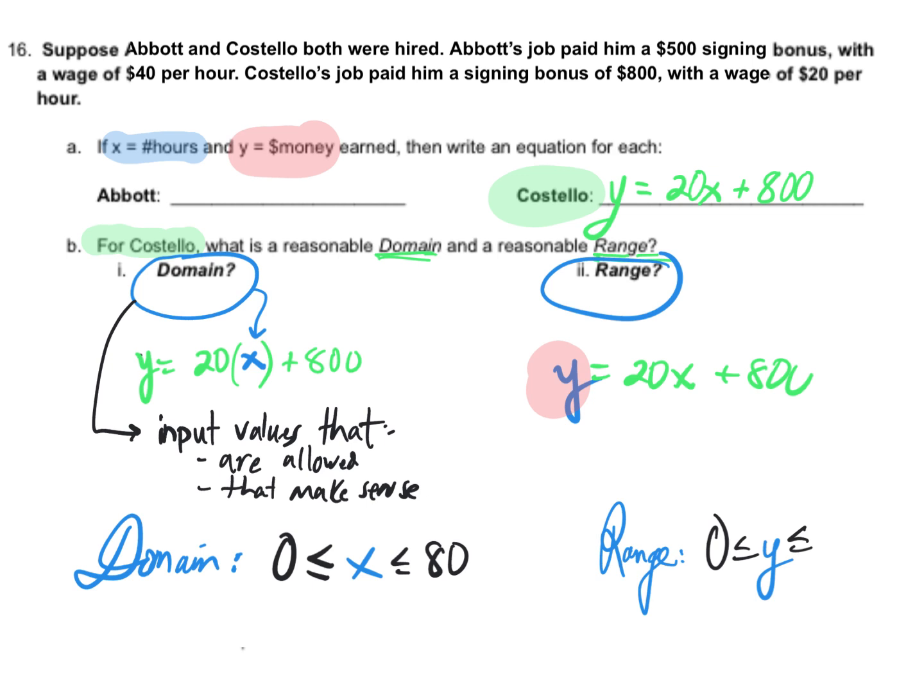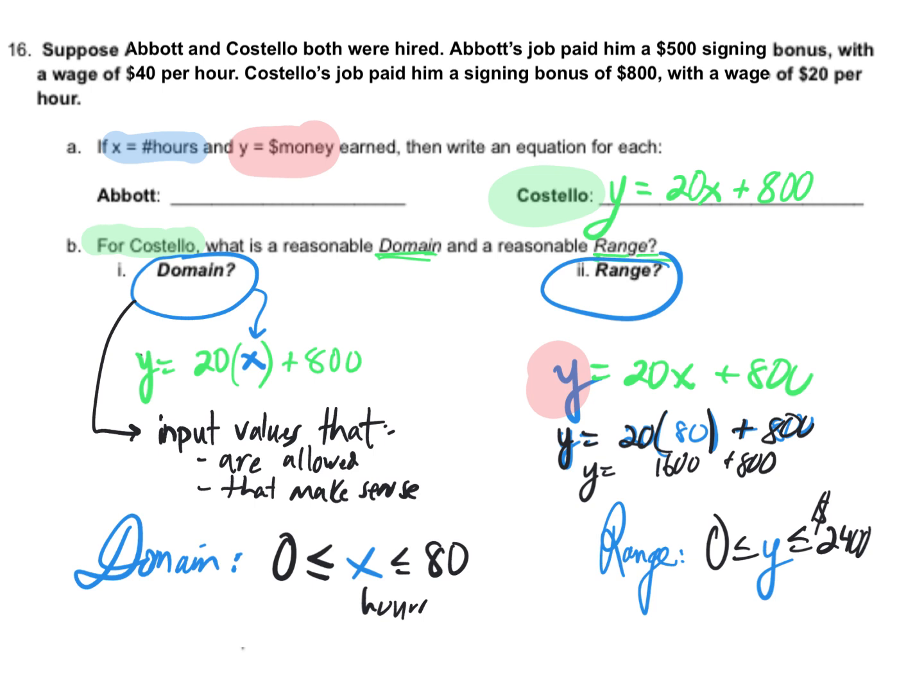Then if x was 80, the amount of money you made would be 20 times 80 plus 800, which is 1,600 plus 800, which is 2,400, and that's dollars. So the domain, our x values, is between 0 and 80 hours, and the range is between $0 and $2,400.